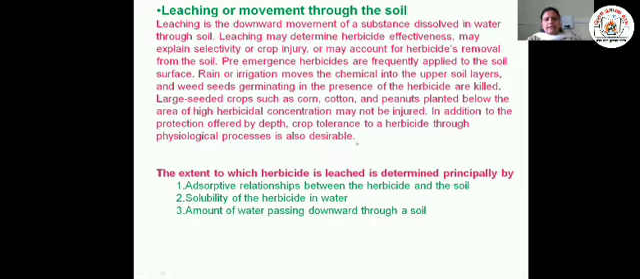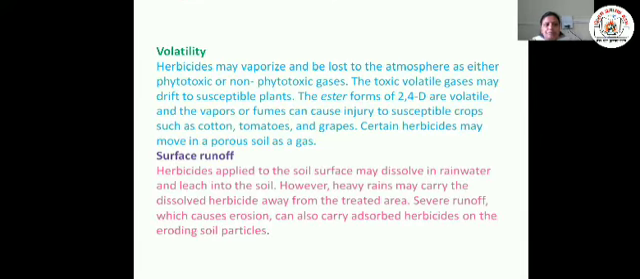The extent to which a herbicide is leached is determined by the adsorptive relationship between the herbicide and the soil, the solubility of the herbicide in water, and the amount of water passing downward through the soil. These three factors affect the leaching of herbicides through the soil.